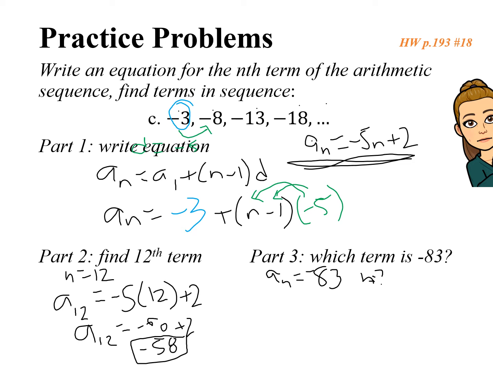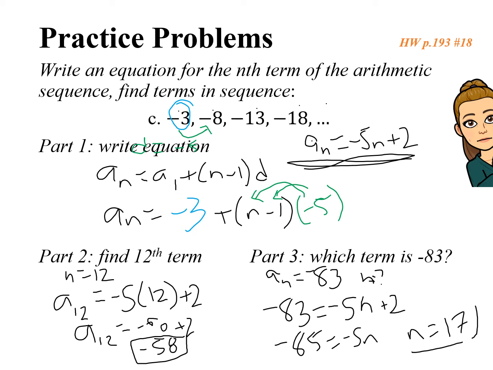So I start with my equation. I have a sub n, which in this case I'm going to use -83, equals, sorry, that -5 times n plus 2. I'm going to use my equation solving skills. I take away 2 from both sides and I get -85 equals -5n. Divide both sides by -5 and I find out that the 17th term is -83.